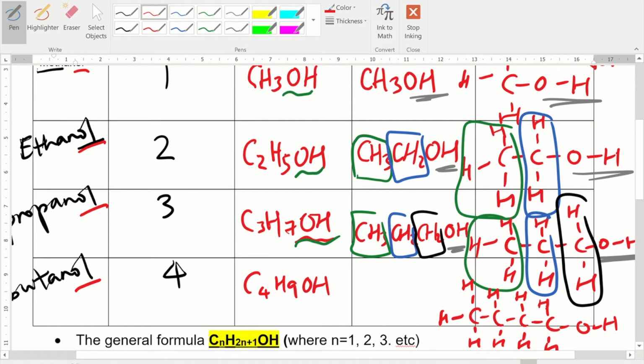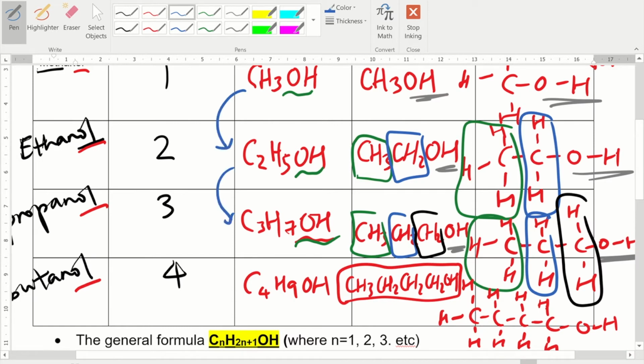C4H9OH. And the next one is CH3, CH2, CH2, CH2OH. Okay, so this is the structural formula. Same thing in a homologous series: from one to another, there is always a difference of CH2.